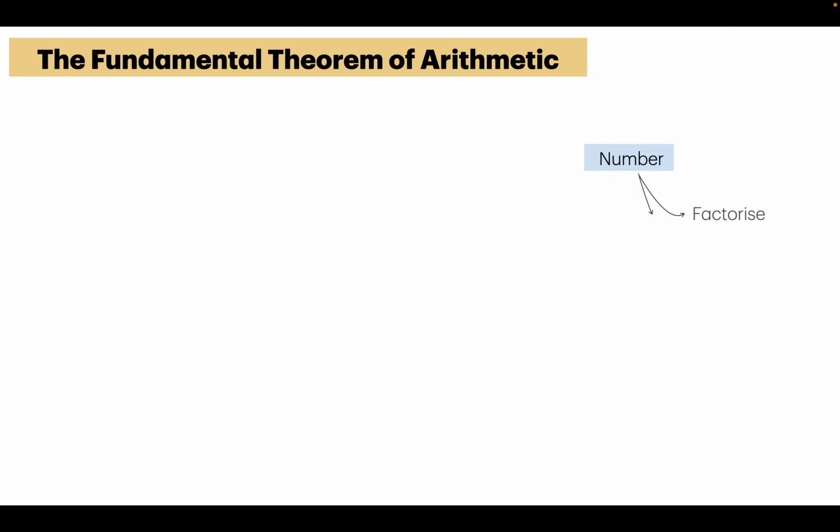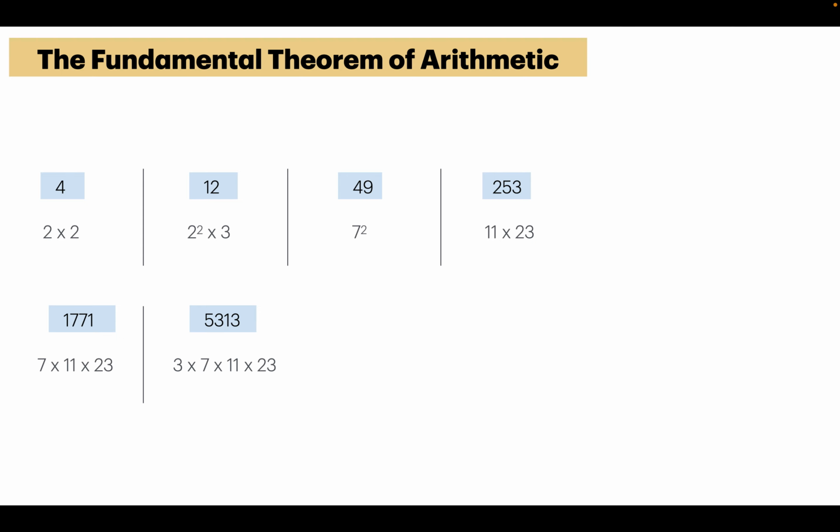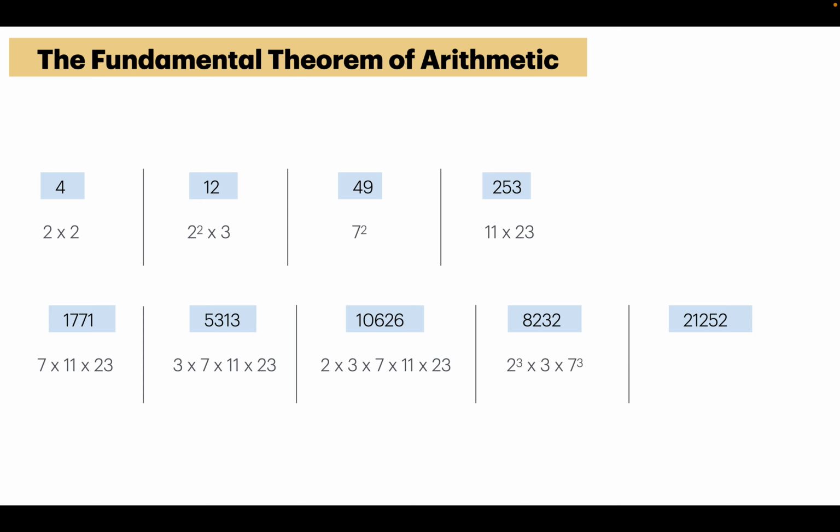So we will factorize numbers and then we will multiply numbers to see, is there something special about numbers, or is there some pattern when we factorize or multiply numbers? So I'll begin with 4, which I can factorize as 2 times 2, then 12, which can be factorized as 2 times 2 times 3, that means 2 to the 2 times 3, then 49, 253, 1771, 5313, which can be factorized as 3 times 7 times 11 times 23, then 10,626, which is 2 times 3 times 7 times 11 times 23, and so on.